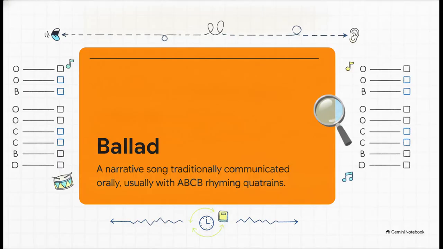Next up, the ballad. Think of this as the ultimate storytelling blueprint. Historically, ballads were narrative songs passed down out loud from person to person. Because they literally had to be remembered and sung, their blueprint relies on a really predictable, steady ABCB rhyming pattern within 4-line stanzas. It's a form designed specifically to just keep a story moving forward.